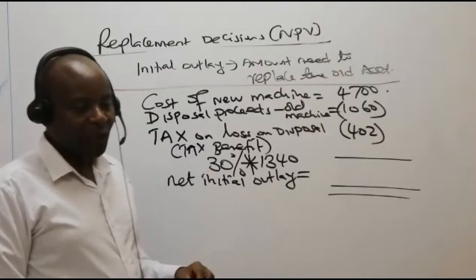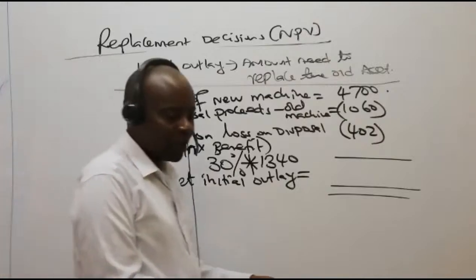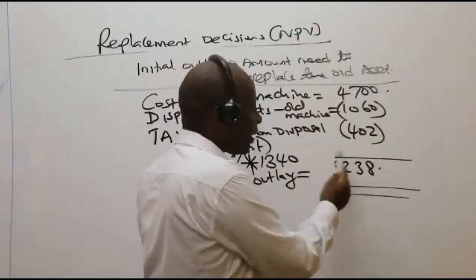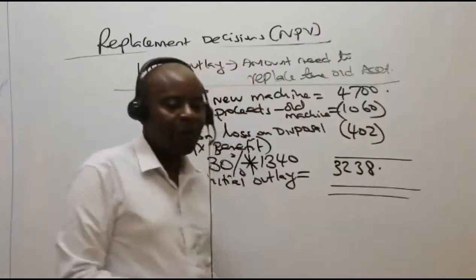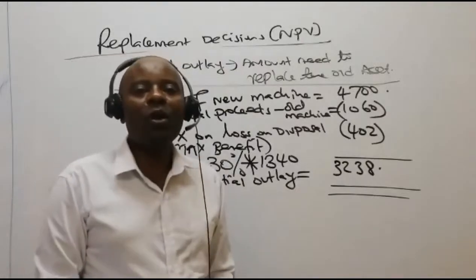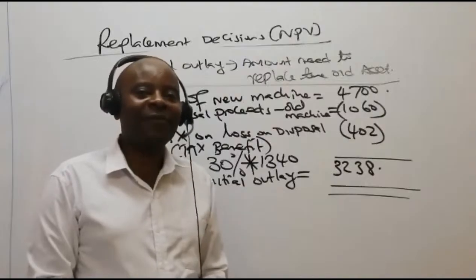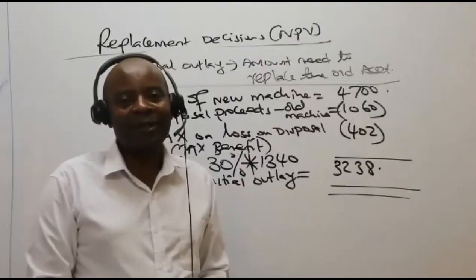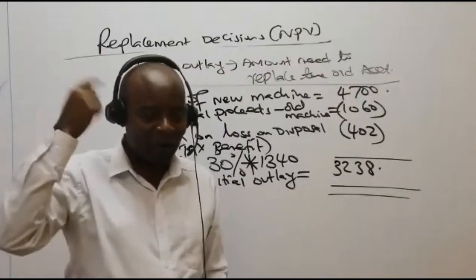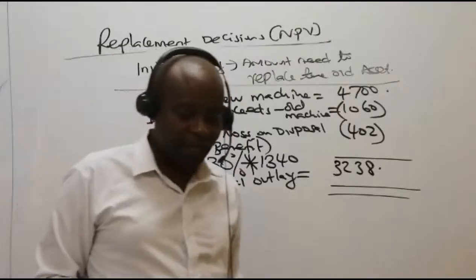So the net initial outlay gives me a figure of 3,238. So 3,238. This is a very important figure. Remember, at the end of the day, this examiner would need us to calculate net present value. So it's a figure that I expect you to have at the back of your mind. We'll want to use this figure next.